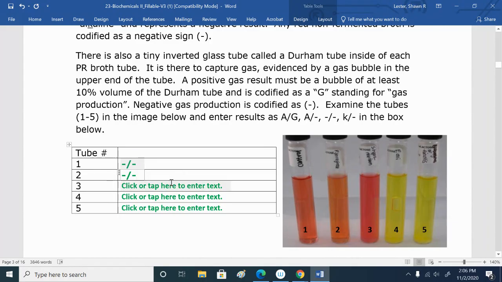What about tube 3? Negative. It's negative, but it's pink. What does pink indicate? What's the pH? Acidic? Pink? Pink is alkaline. It's basic, right? Yellow is acid. And so what about tube number 4?